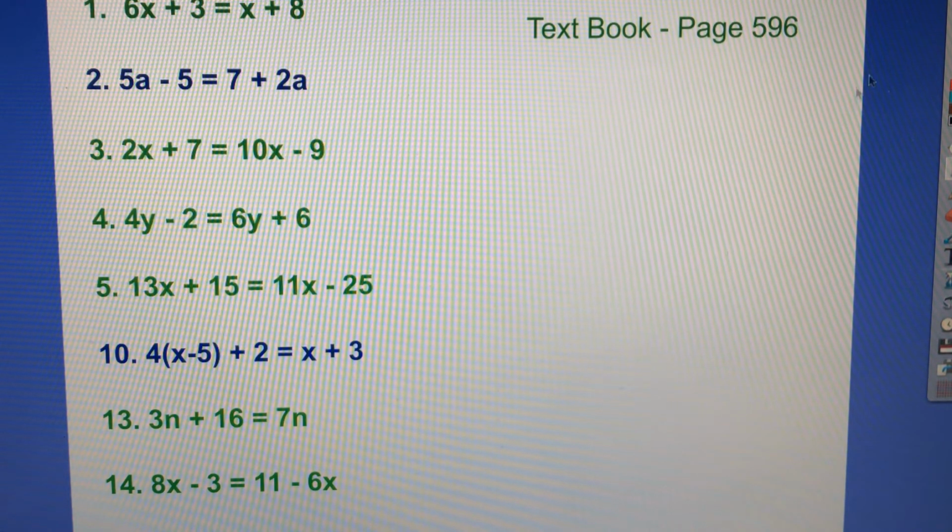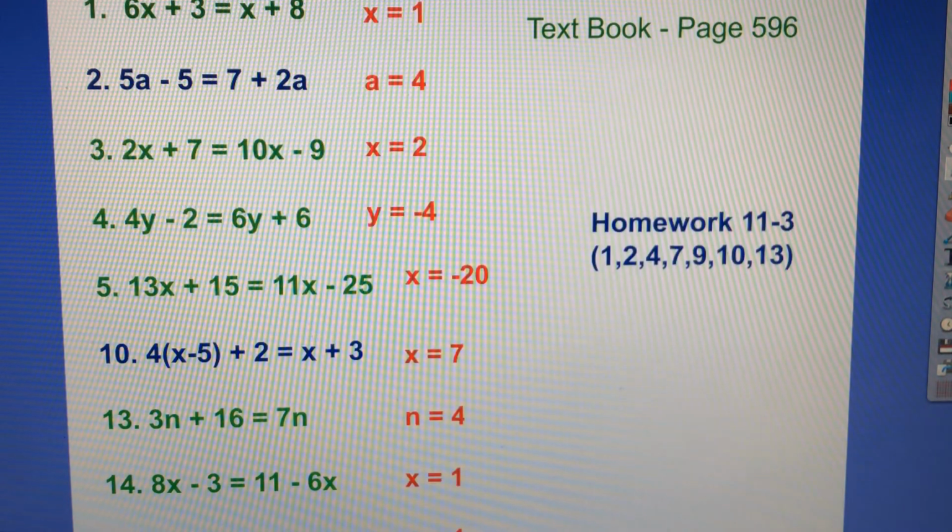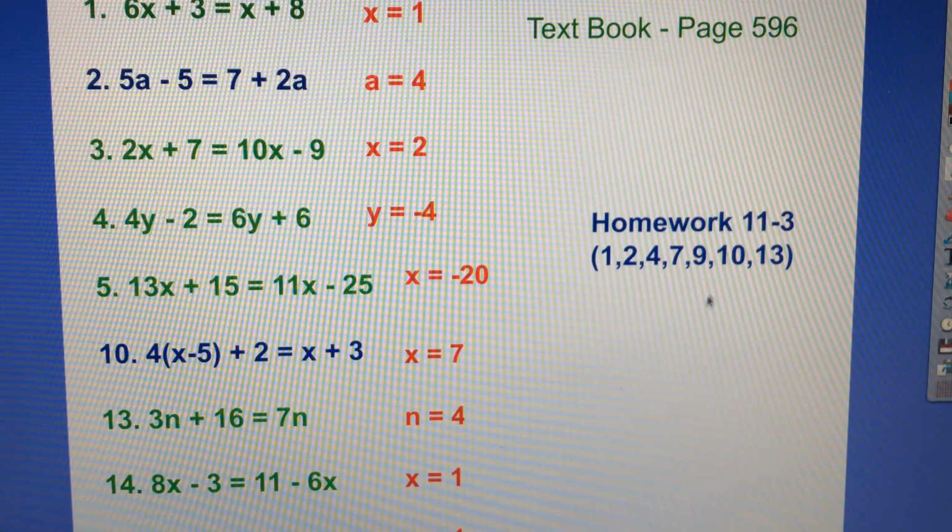All right, welcome back. Here are our answers. Don't worry about this homework and stuff on the side. This was all for my class during the school year. I'm just going to leave it there for now. Here are your solutions to your variables. When I give you a quiz and I ask you to state the solution, this is what I'm looking for. X equals 7, n equals 4. You are solving for the variable.